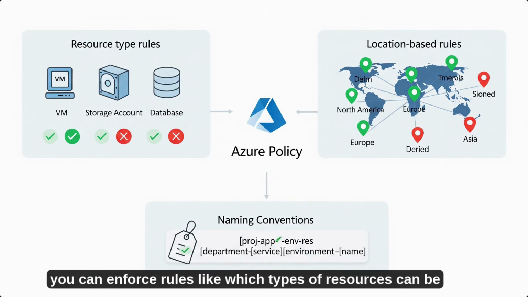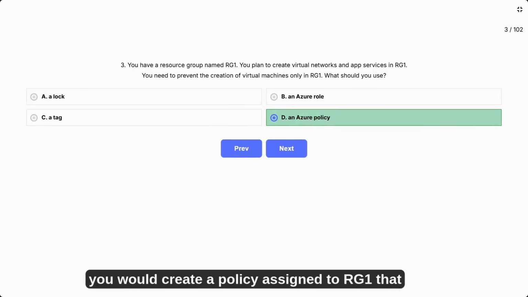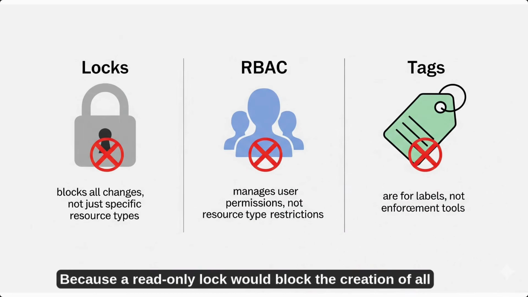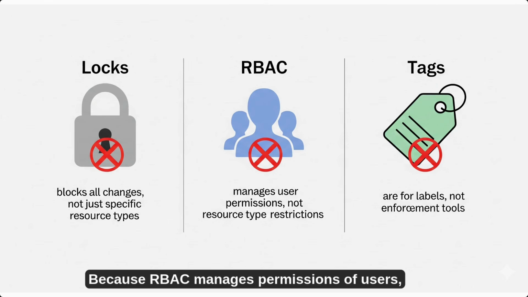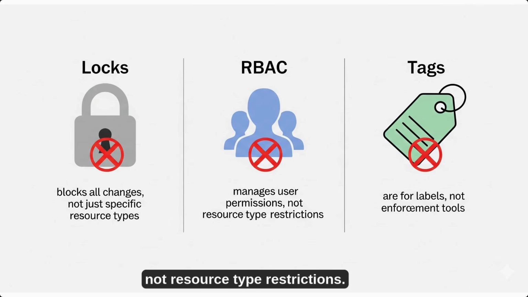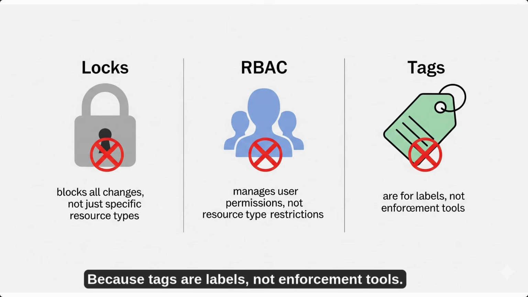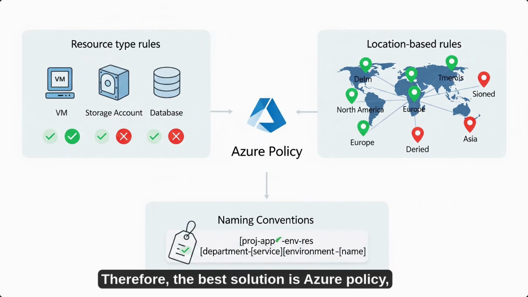With Azure Policy, you can enforce rules like which types of resources can be created, where they can be created, and even naming conventions. In this case, you would create a policy assigned to RG1 that specifically denies the creation of virtual machines. Why not a lock? Because a read-only lock would block the creation of all resources, not just VMs. Why not RBAC? Because RBAC manages permissions of users, not resource type restrictions. Why not tags? Because tags are labels, not enforcement tools. Therefore, the best solution is Azure Policy, since it enforces selective control and keeps your environment compliant with standards.